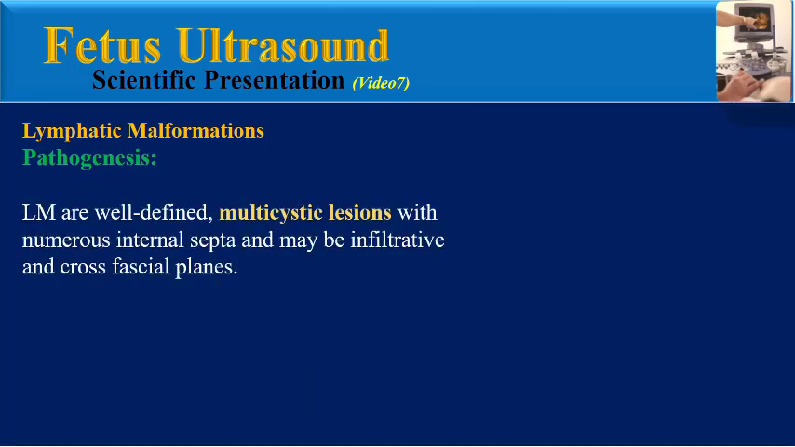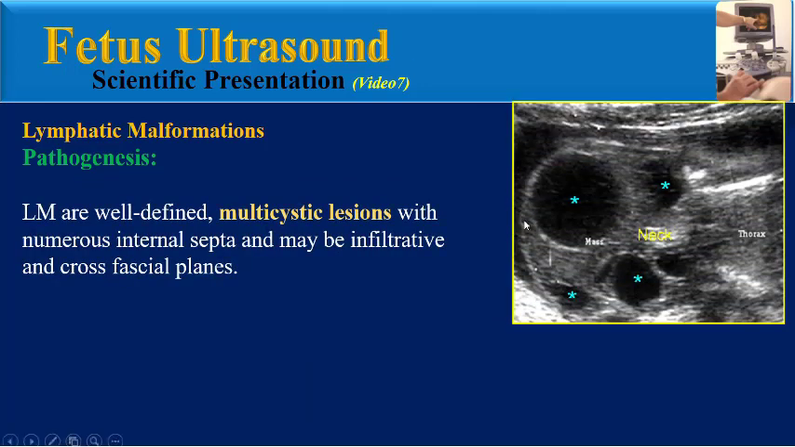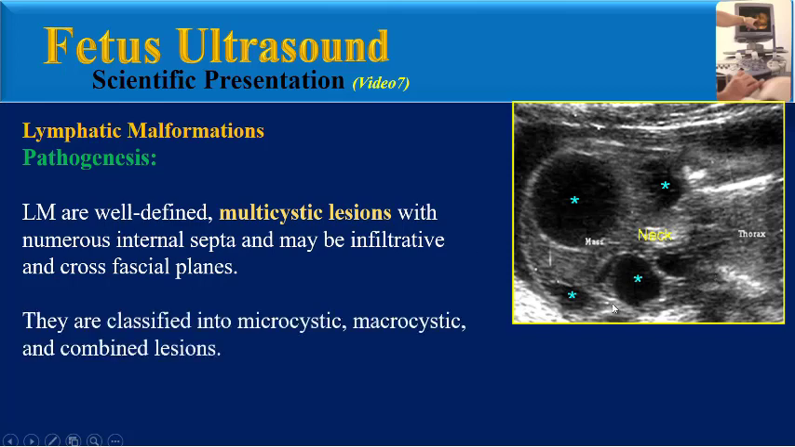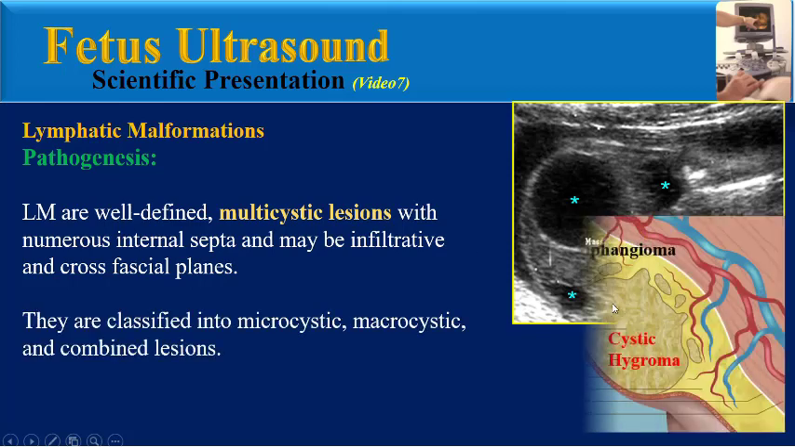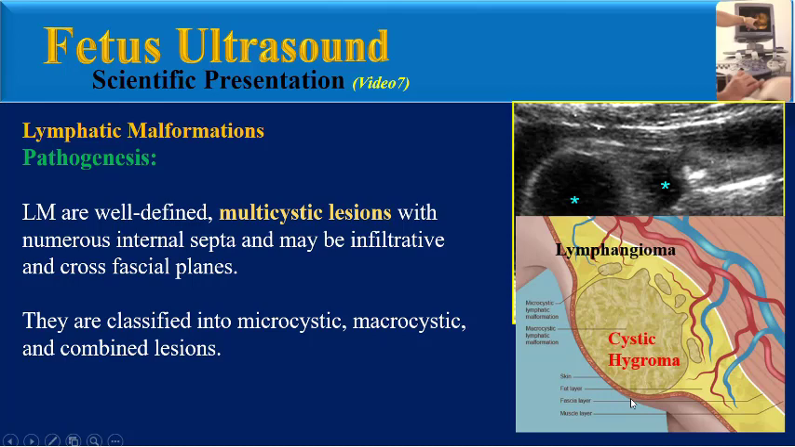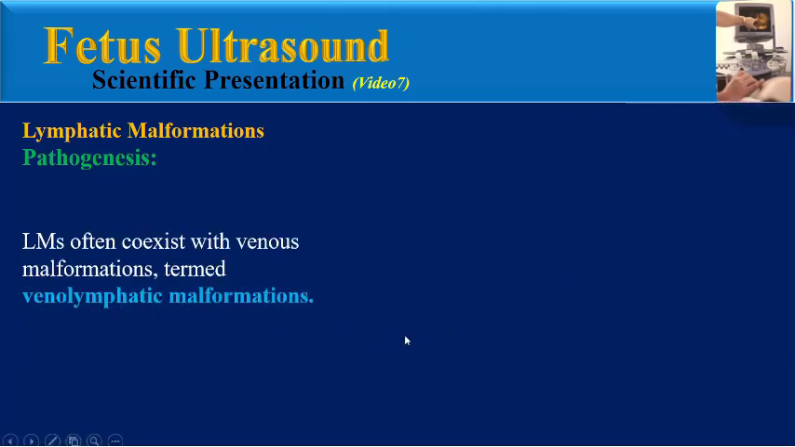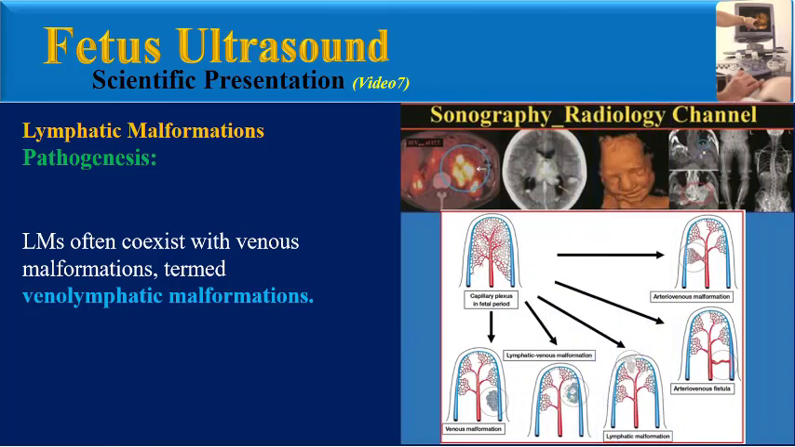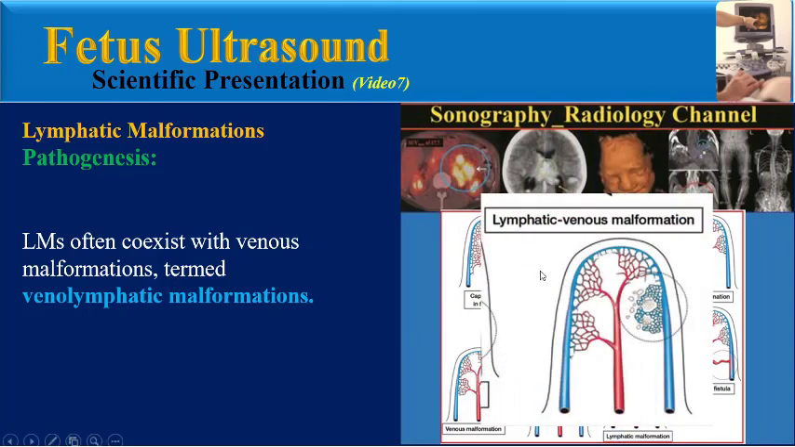Lymphatic malformations are well-defined multi-cystic lesions with numerous internal septa and may be infiltrative and cross fascial planes. They are classified into microcystic, macrocystic, and combined lesions. Lymphatic malformations often coexist with venous malformations, termed veno-lymphatic malformations.